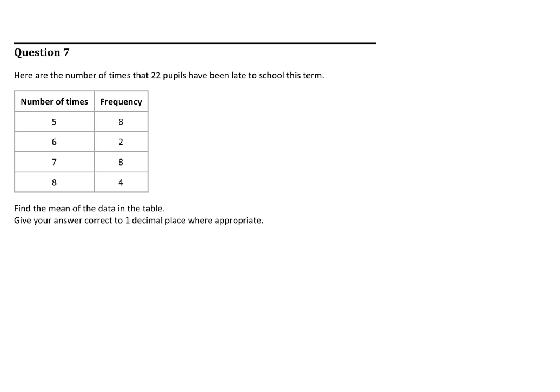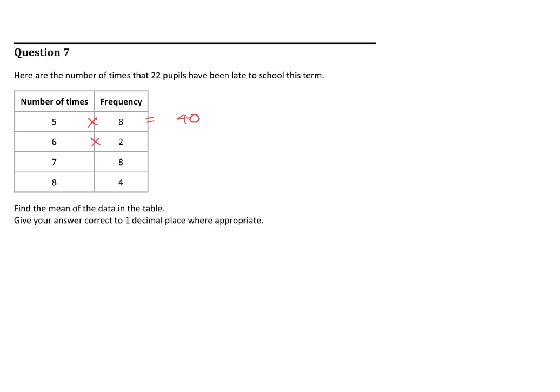So what we need to do is work out what is the total number of times the 22 students have been late. To do that, we just multiply the number of times by its relevant frequency. So the first one I'm going to do is 5 times 8, and 5 times 8 is 40. So that means that those 8 children here were late a total of 40 times.